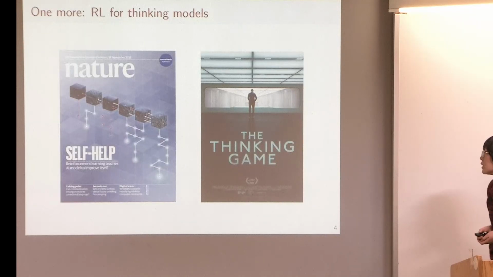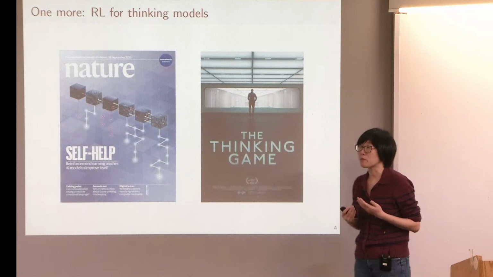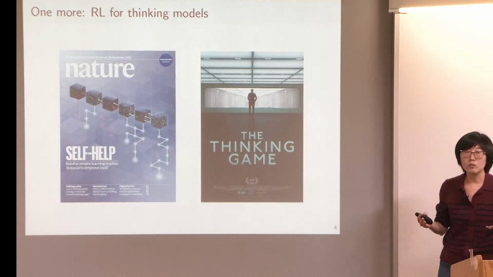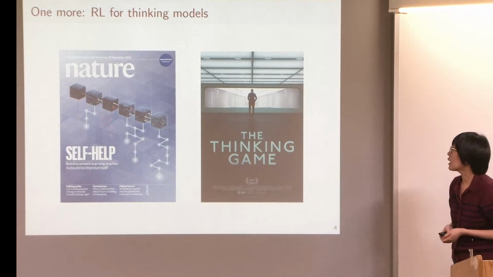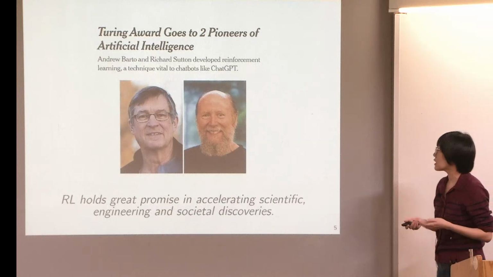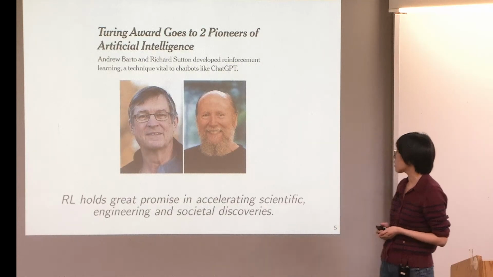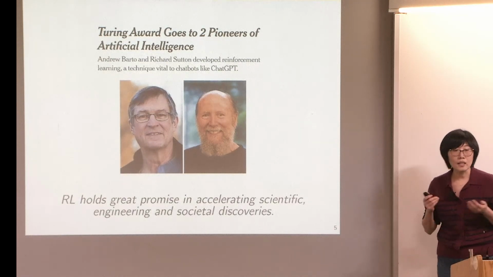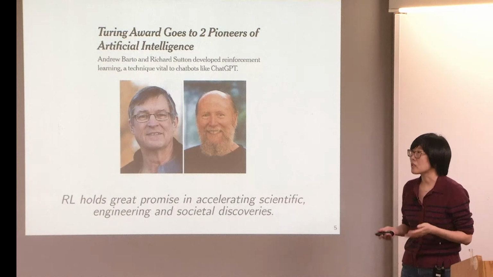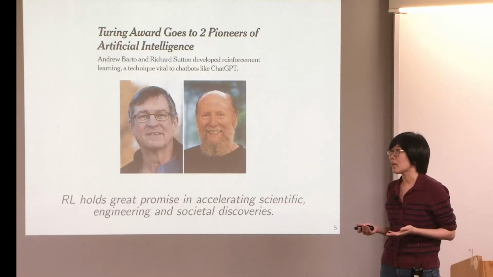And last but not least, I should probably also say that reinforcement learning is having a strike back, in that it is being used for post-training, right? And getting us a lot of these very nice thinking models, thinking machines. So it's probably not an exaggeration to think RL really holds a lot of promise in accelerating scientific, engineering, societal advances. But the question is, how do we do this in a more efficient way?